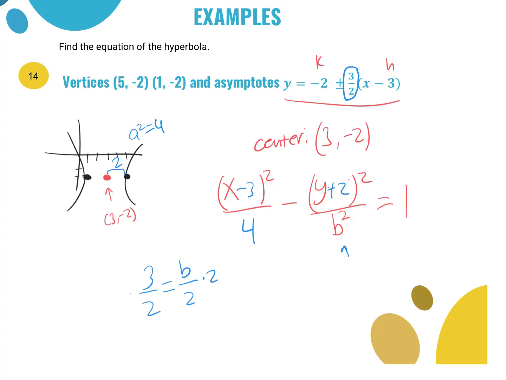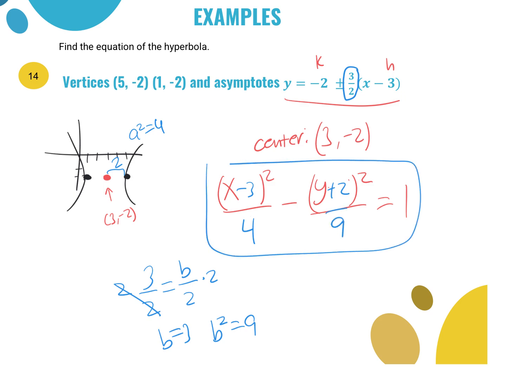And then we just solve this equation for b, right? So I'm going to multiply both sides by 2. And then we get b equals 3. And that makes b squared 9. So I'm going to replace that b squared with 9. And then that fills in all of our necessary information, right? Only difference here, we had a center, but again, derive the necessary information that you need from the information that you're given and from the little picture that you're drawing.